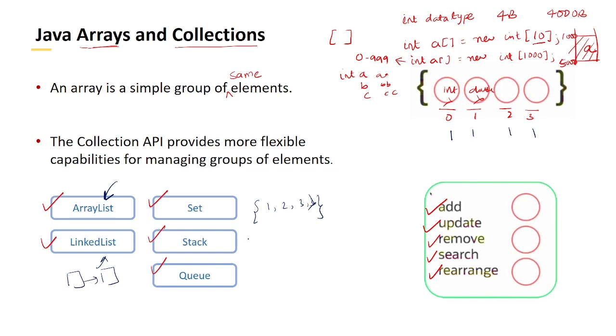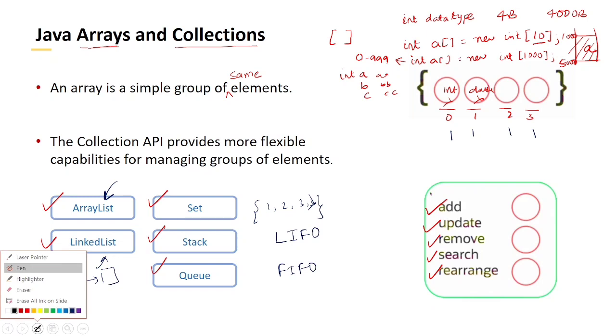Okay. Next is stack and queue. These two really work on principles: stack works on the principle known as LIFO, and queue works on the principle called FIFO. Now what is LIFO and what is FIFO? LIFO means last in, first out, and FIFO means first in, first out.